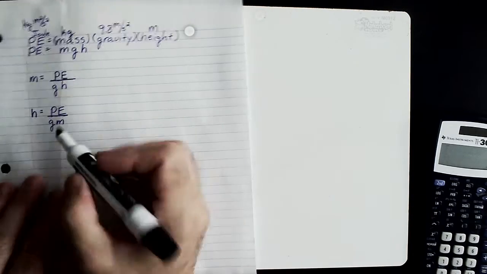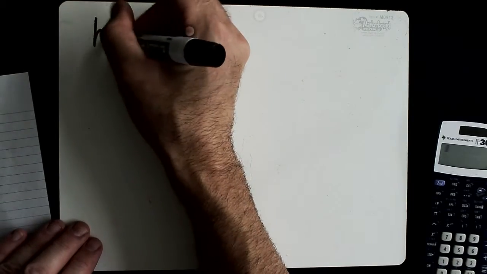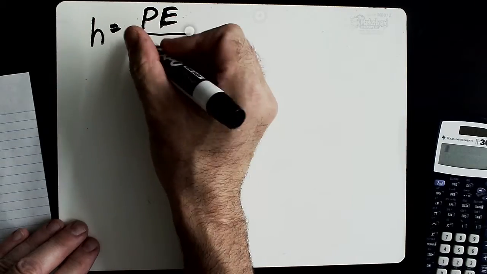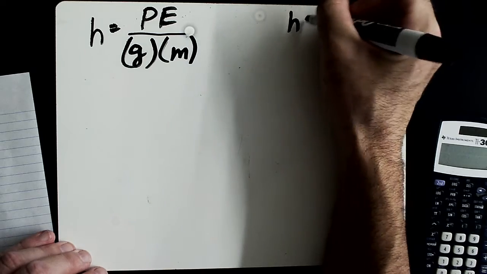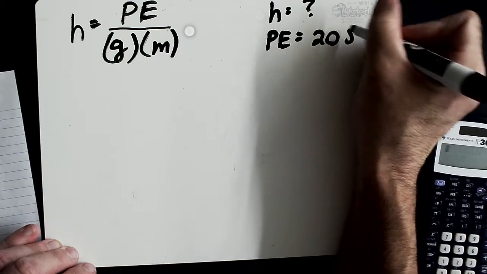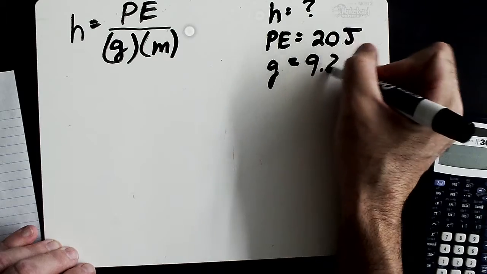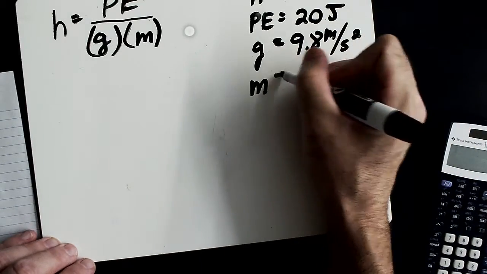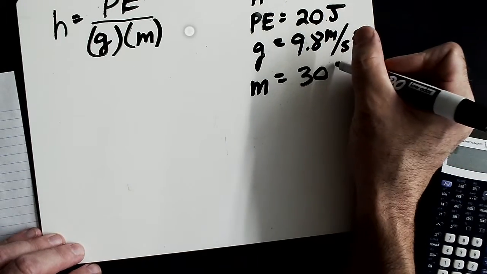Okay, so this one, another one off the guided notes right there. You can just write it down from here. Height equals potential energy divided by gravity times mass. It's the same kind of problem. Okay, height we don't know. Potential energy I will put in as 20 joules. I'll put these numbers off the top of my head. Gravity we will put it as 9.8 because that's the acceleration of gravity on Earth. And then mass we will put as, I don't know, 30 kilograms.